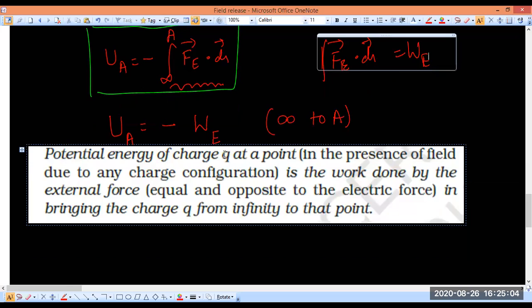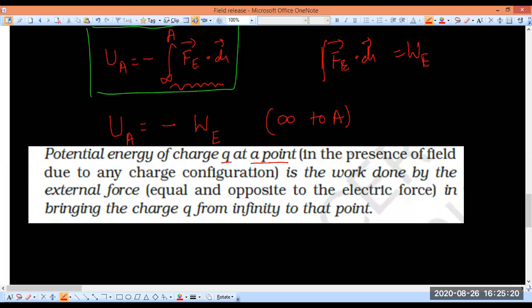So this is the definition of potential energy. Potential energy of charge Q at a point in presence of field. Of course, if there is no field, there is no potential energy, right? So potential energy of a charge Q at a point in the presence of field due to any charge configuration. See, don't read the bracket, it will confuse you. Read the other things first. Potential energy of a charge Q at a point is the work done by external force which is equal and opposite to the electric force, in bringing charge Q from infinity to that point.